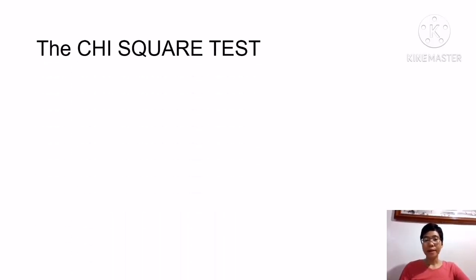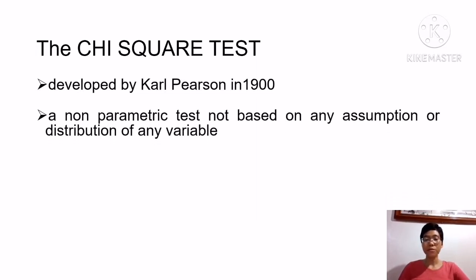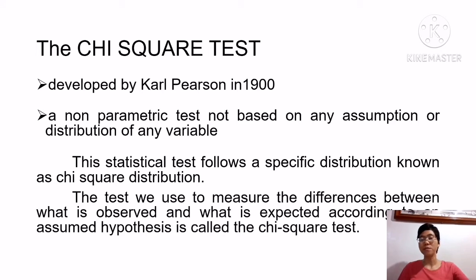The chi-squared test is a type of inferential statistic test that measures how expectations compare to actual observed data or model results. It was developed by Carl Pearson in the 1900s. It is also classified as a non-parametric test, and it follows a specific distribution known as a chi-square distribution. This is the test we use to measure the differences between what is observed and what is expected according to an assumed hypothesis.